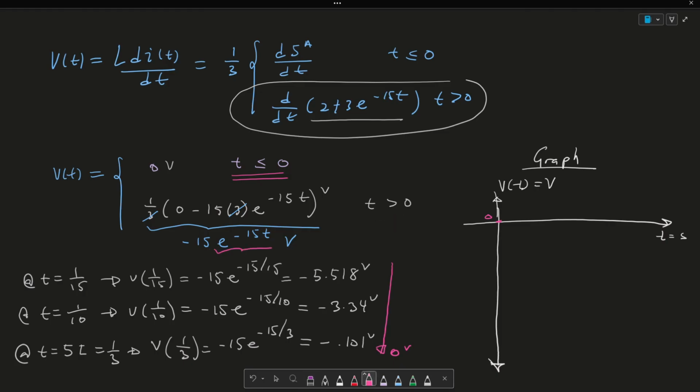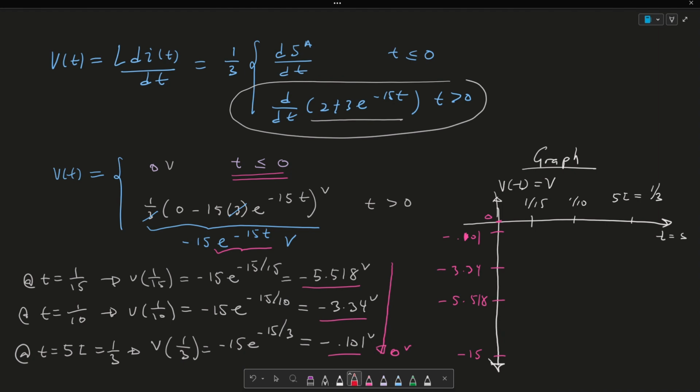For example, if we plugged in 0 into here, we would get negative 15. So then this would be negative 15. Another point we care about is this minus 5.5. Again, this is not drawn to scale, but minus 5.518. Another one we care about is this minus 3.34, and then this minus 0.101. So on the x-axis, the points we care about again are 1/15, 1/10, and 5 tau, which is equal to 1/3. So let's go ahead and plot this.